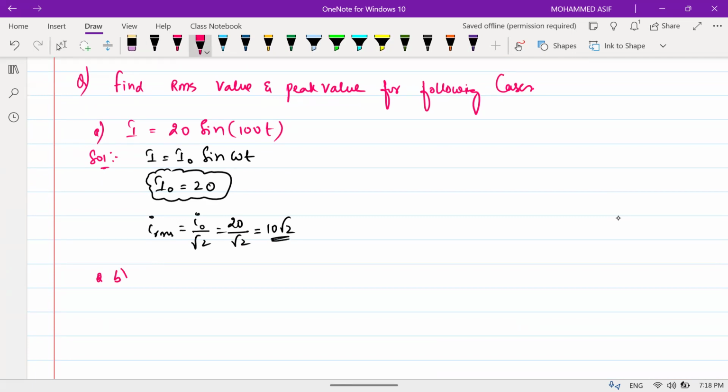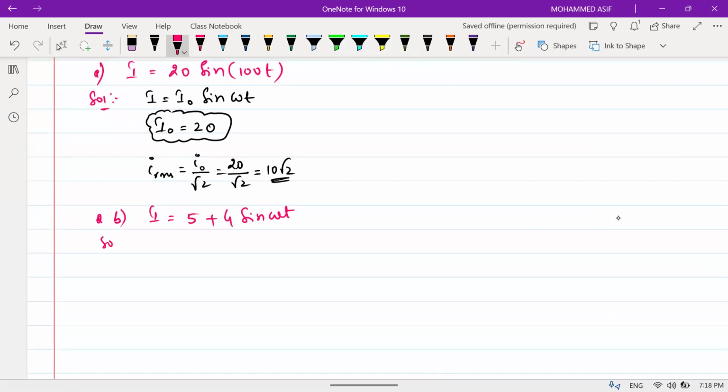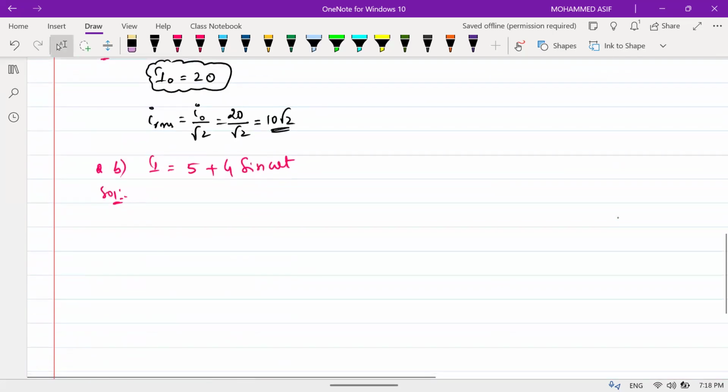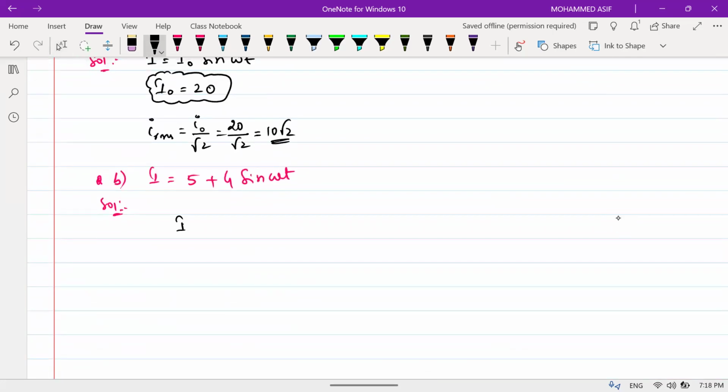Number B. If I take the value I is equal to 5 plus 4 sine omega t, we need the peak value as well as the RMS value. How to write the peak value? It is of the form A plus B sine omega t. What will be the answer? A plus B. So the peak value will be 5 plus 4, directly 9 ampere.